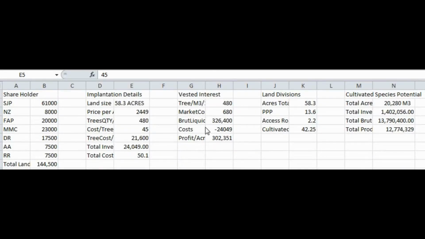Okay, so here we have 5 columns showing the basic rundown of the project, and I'm going to go through each one, helping you to understand what we have invested at the moment, the implantation cost details per acre, how the land is divided, and the cultivated species potential for the entire project. First, I'd like to start off with the shareholder information.